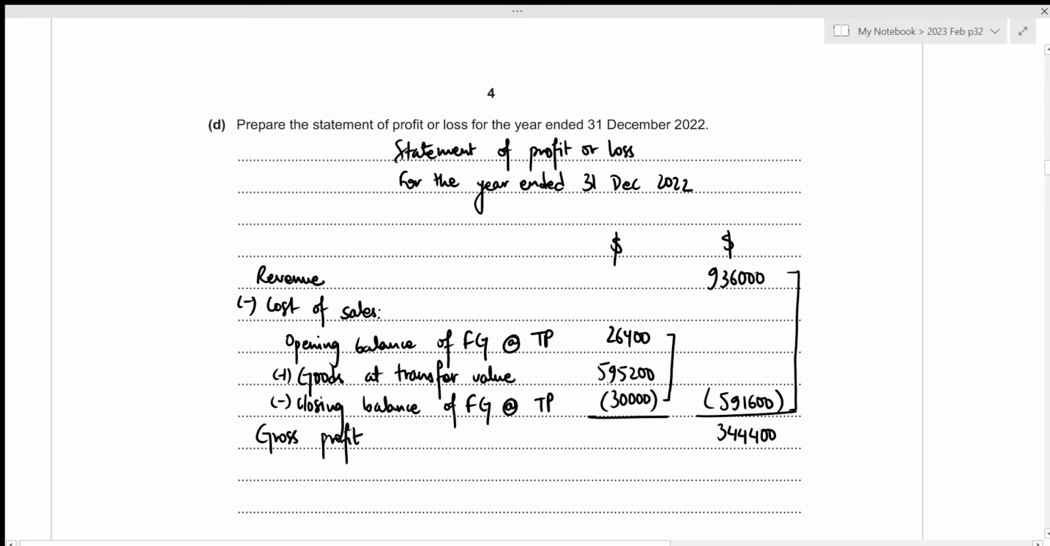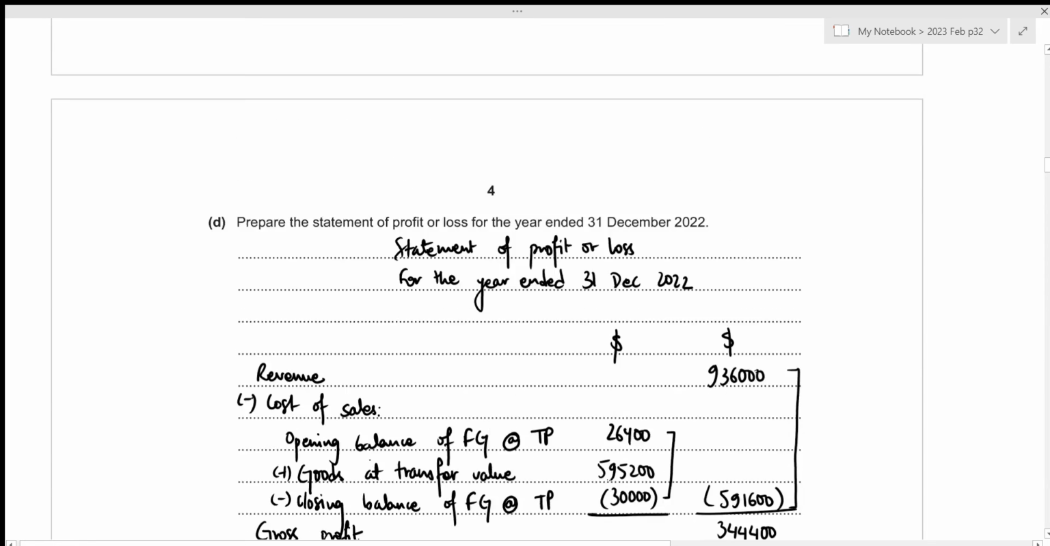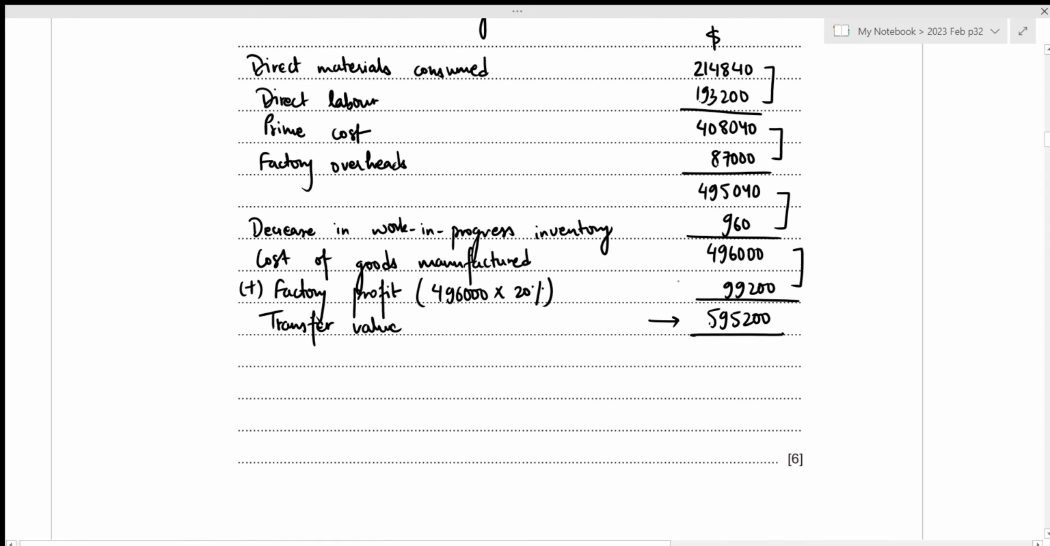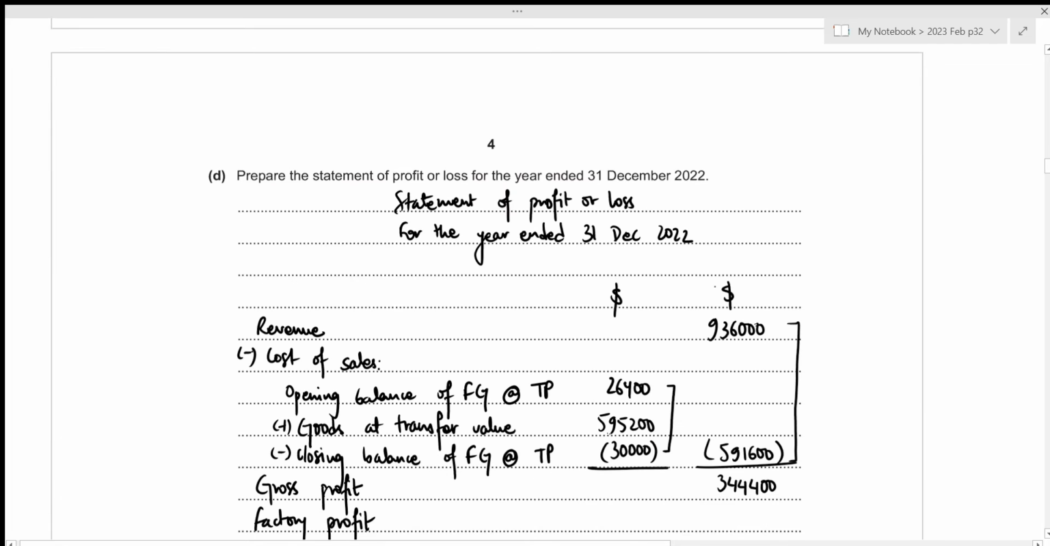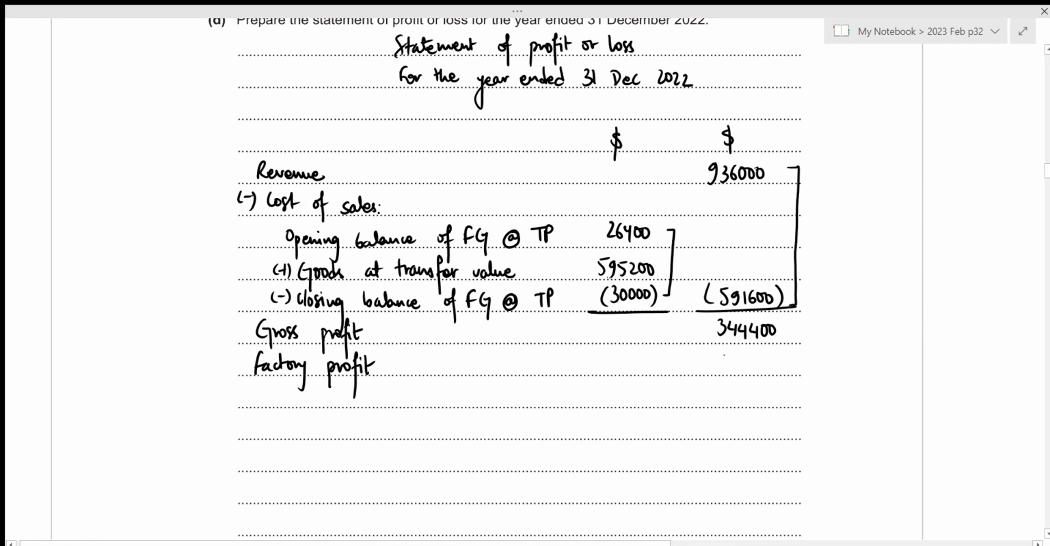Now the next step would be to add all of our factory profit back, right? So that's factory profit, which we've already figured out in our manufacturing account. That's 99,200. Then we also need to adjust the increment or decrement in the provision for unrealized profit. So what we're basically doing is we're just adjusting all of our profit from the cost of sales. The goods at transfer value includes factory profit, right? So we're adjusting it again.